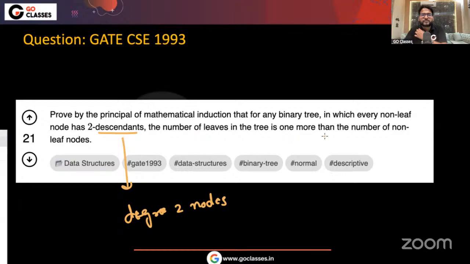Okay. So basically they are saying if it is a tree in which every non-leaf node is a degree 2 node, so it is a full tree, okay. So basically they're just asking us to prove that leaf nodes are equal to degree 2 nodes plus 1.